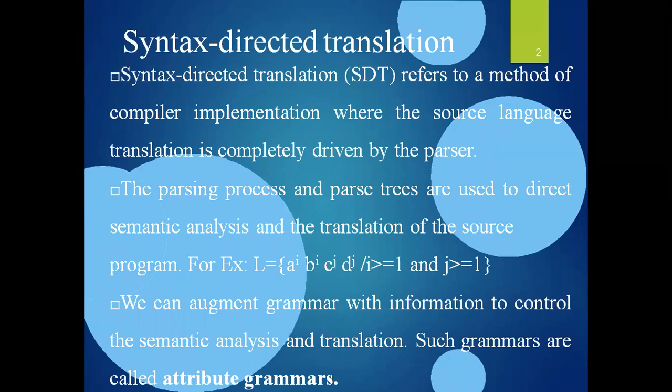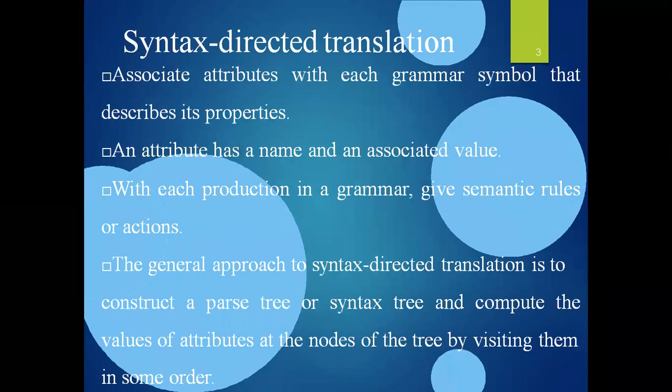And also we are using an augmented grammar here. With the information of the augmented grammar, we are controlling the semantic analysis and the translations. Such a type of augmented grammar we are calling an attribute grammar. The name attribute plays a major role in syntax directed translations. Make a note of this. It associates attributes with each grammar symbol that describe its properties.